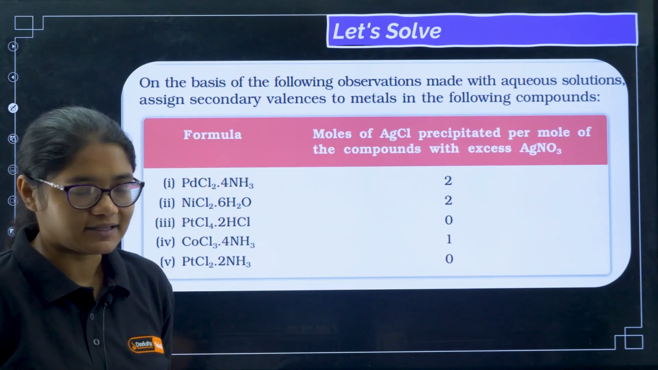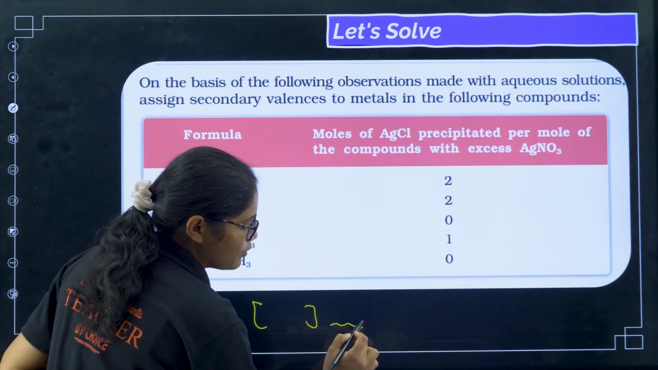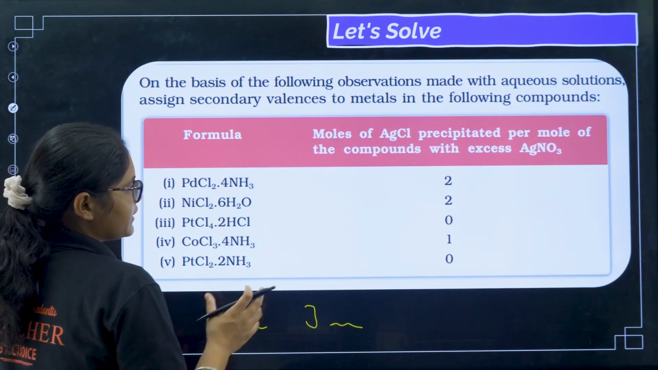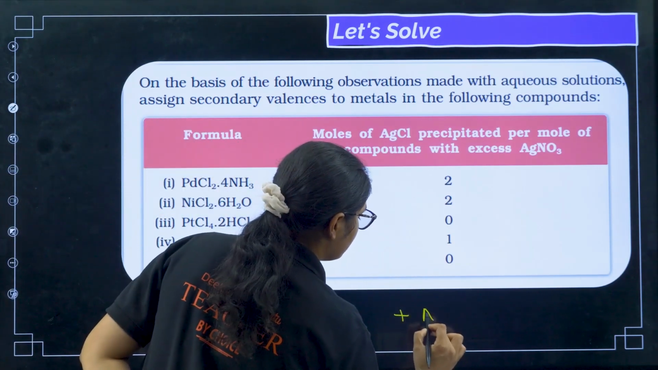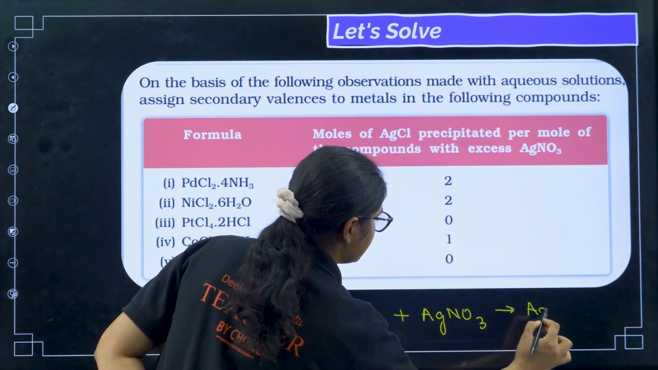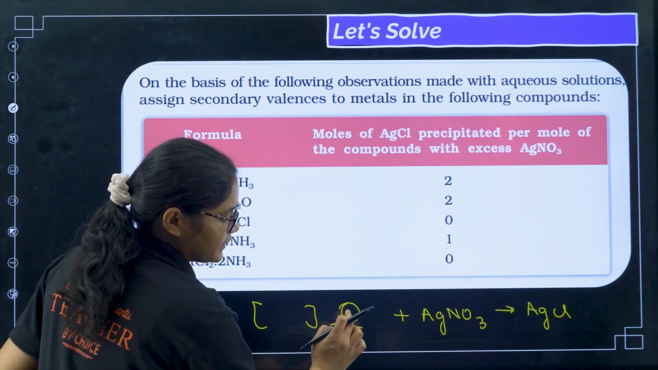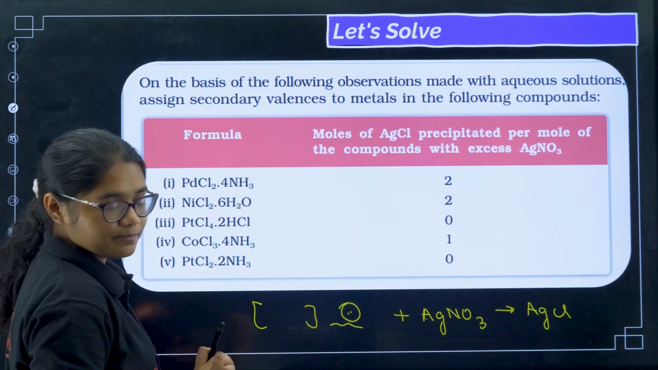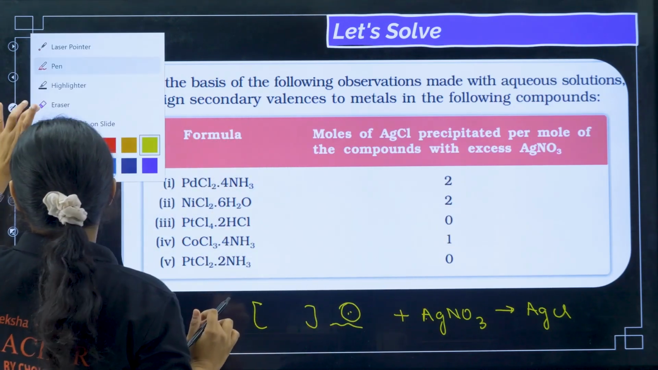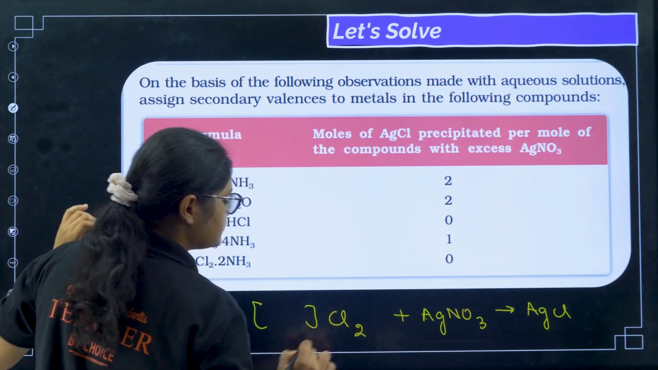Now that indicates, as I told you, that if any complex is there, it will not dissociate. Whatever is present outside, that will only react. So now if I treat it with AgNO3 and I am getting AgCl precipitate, that means chlorine must be present outside, and this chlorine is reacting with Ag. How many moles of AgCl are produced? 2. So that means 2 chlorines are present outside.